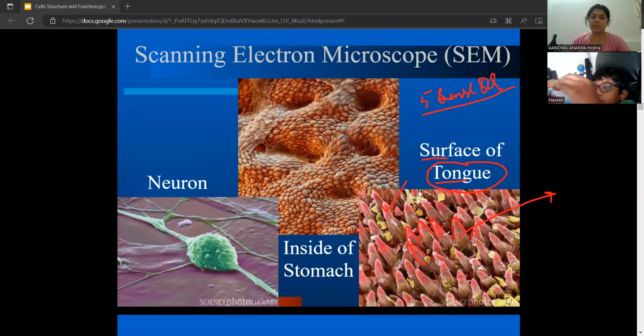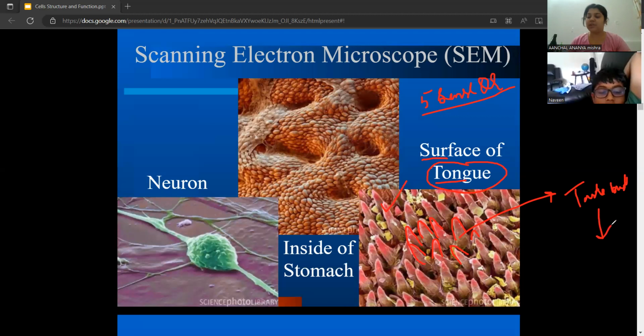See the screen. What is this conical structure present over here in the tongue, which we can see under a microscope? These are taste buds. Right? These are taste buds. And these taste buds are responsible for what? For the sensation of taste.